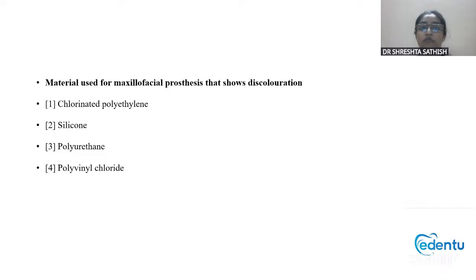Materials used for maxillofacial prosthesis that shows the most discoloration is polyvinyl chloride. All these can be used as maxillofacial prosthesis materials, but in which polyvinyl chloride can actually show a lot of discoloration.